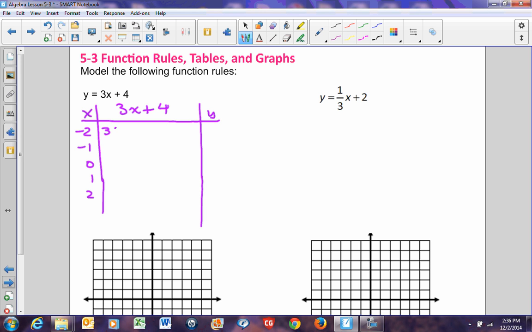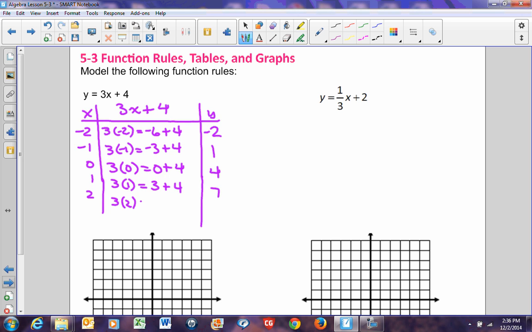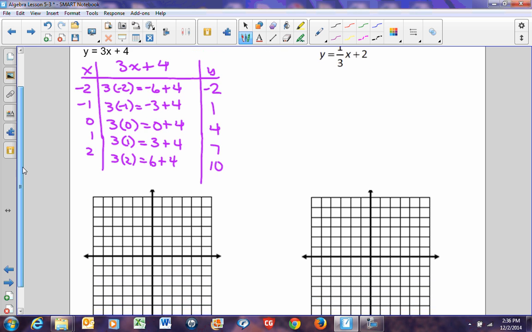So I'm going to have 3 times -2, which is -6, plus 4, which is -2. If x is -1, I have 3 times -1, which is -3, plus 4, which is 1. If x is 0, 3 times 0, which is 0, plus 4, which is 4. If x is 1, 3 times 1, which is 3, plus 4, which is 7. And if x is 2, 3 times 2, which is 6, plus 4, which is 10. So there's my table of values, and my graph is right underneath here.